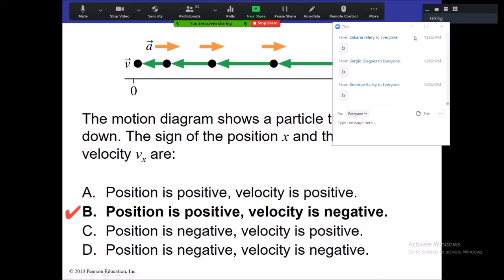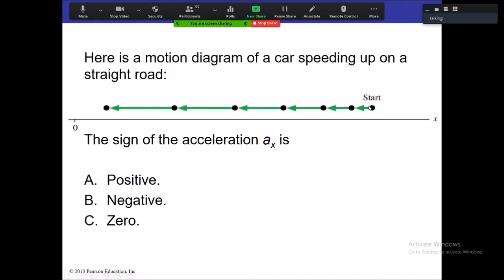Great. Here's a motion diagram of a car that speeds up on a straight road. You tell me. What's the sign of the acceleration? I don't have acceleration vectors here, but if I want to put them in, what would be the sign of the acceleration?